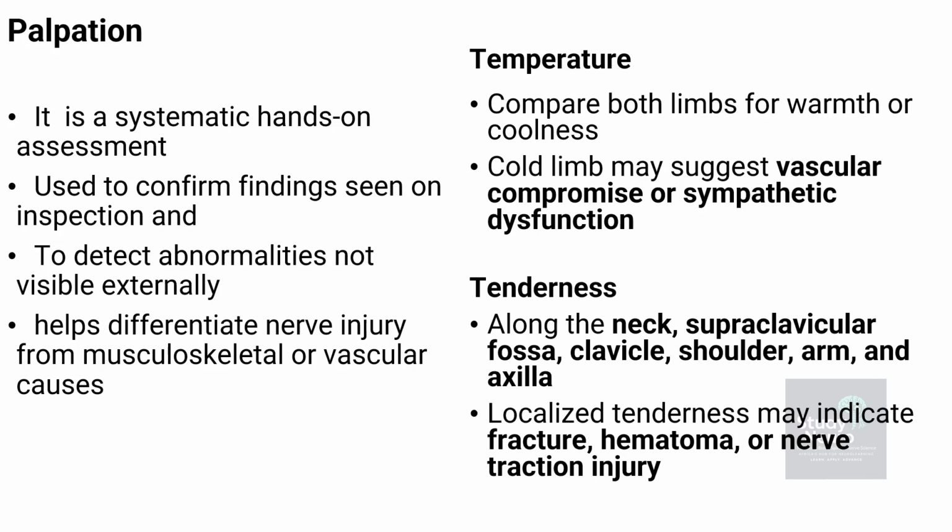Begin by assessing temperature, comparing both limbs for differences in warmth or coolness. A noticeably colder limb may raise concern for vascular compromise or altered sympathetic function. Next, evaluate for tenderness along key regions, including the neck, supraclavicular area, clavicle, shoulder, arm, and axilla. Localized tenderness in these areas can point toward an underlying fracture, a hematoma, or a traction-related nerve injury.